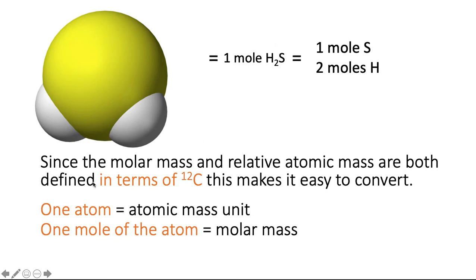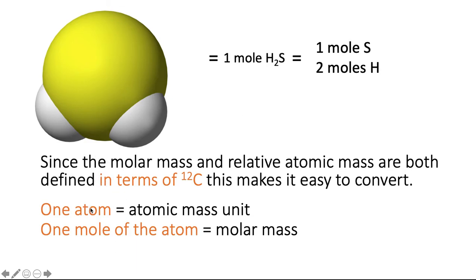We can convert 1 atom, which we know is 1 atomic mass unit, to 1 mole of an atom, which is the molar mass of that particular atom. 1 atom gives me the atomic mass, 1 mole gives me the molar mass of that particular atom. These two numbers will be the same, and they're equal to the number that you find underneath the element in the periodic table.